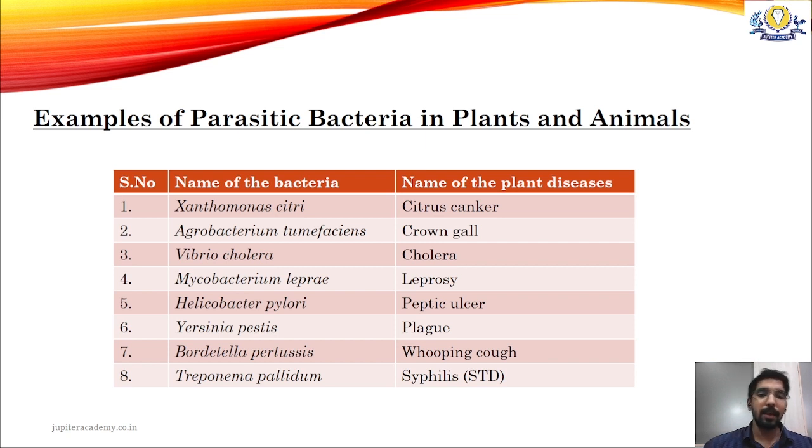We have Helicobacter pylori, which causes peptic ulcer. Then we have Yersinia pestis, a very important example, and it has come in NEET several times, which causes plague. Then we have Bordetella pertussis, which causes whooping cough, again another important example. And the final one is Treponema pallidum, which causes syphilis, which is a sexually transmitted disease, STD.